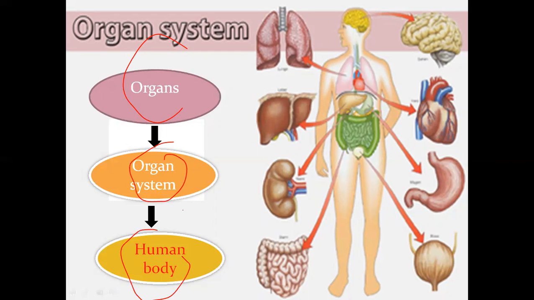So we have different organ systems in our body. Those include skeletal system, muscular system, circulatory system, respiratory system, excretory system. So let us learn about all these systems.